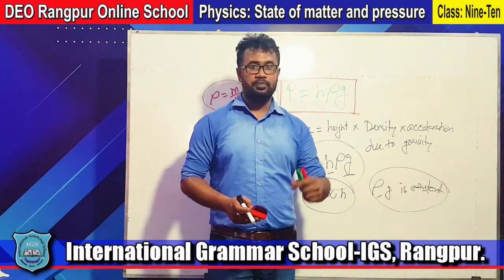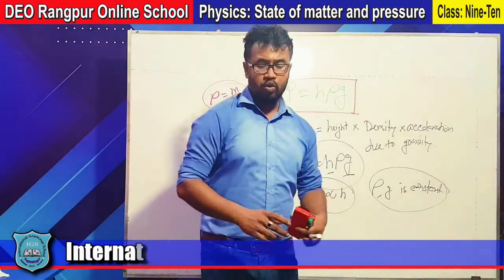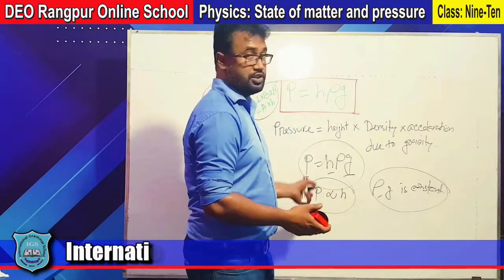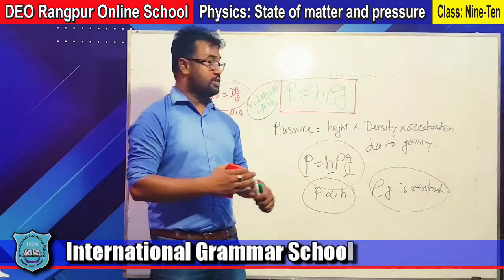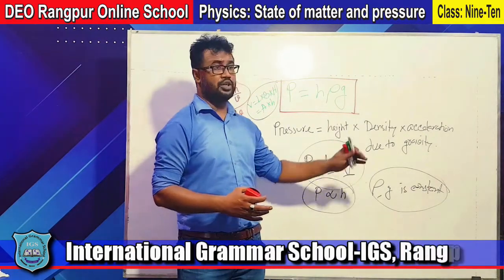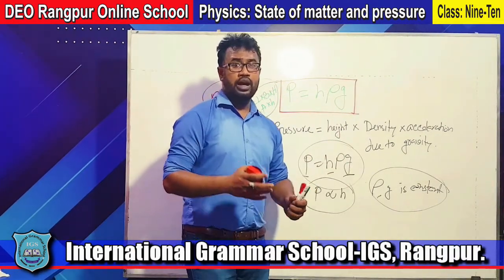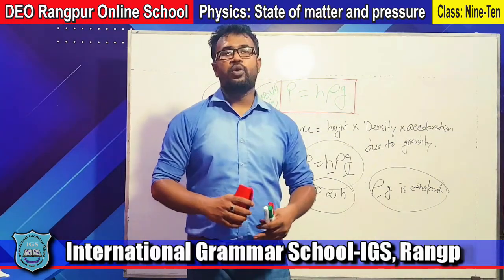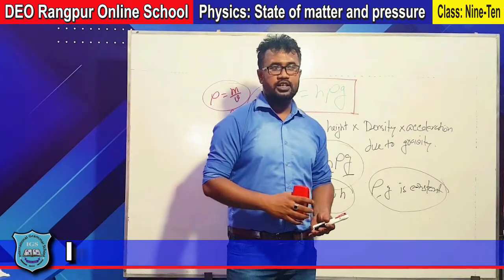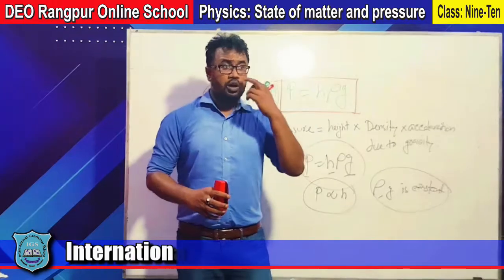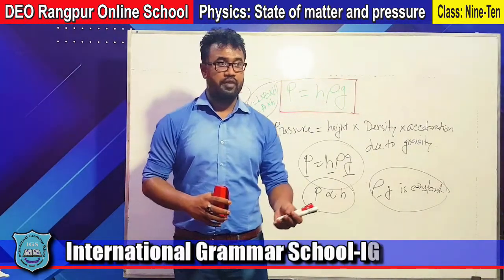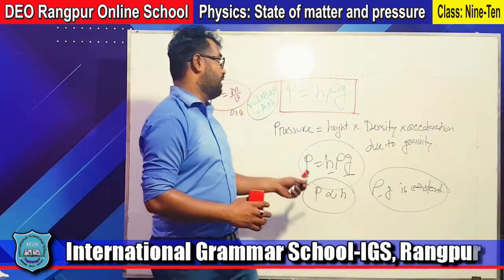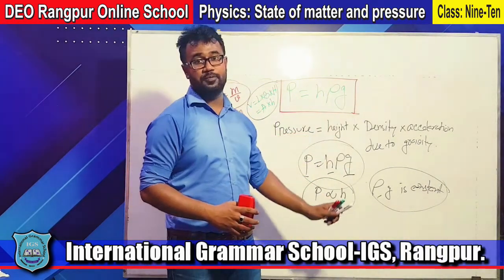So, states of matter and pressure, what we have learned from today's lecture. Now we are going to summarize. We have discussed pressure, density, and the unit and dimension of pressure and density, and we have established a relationship, P equals H rho G.